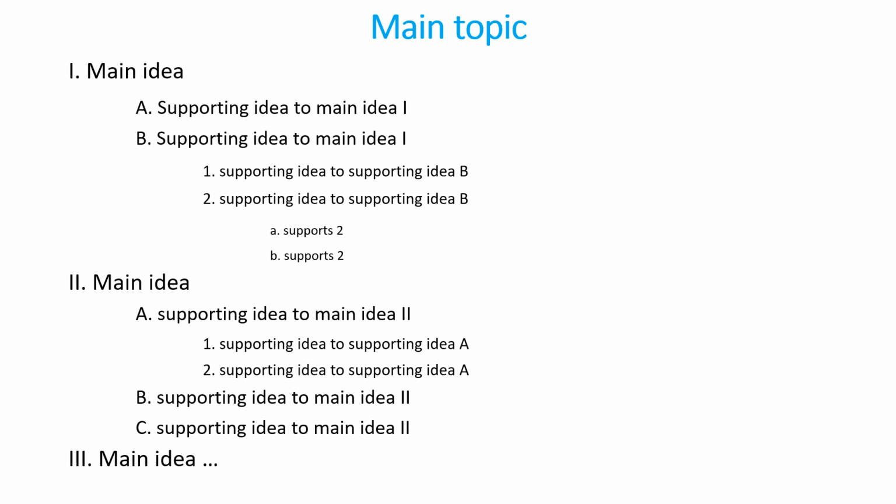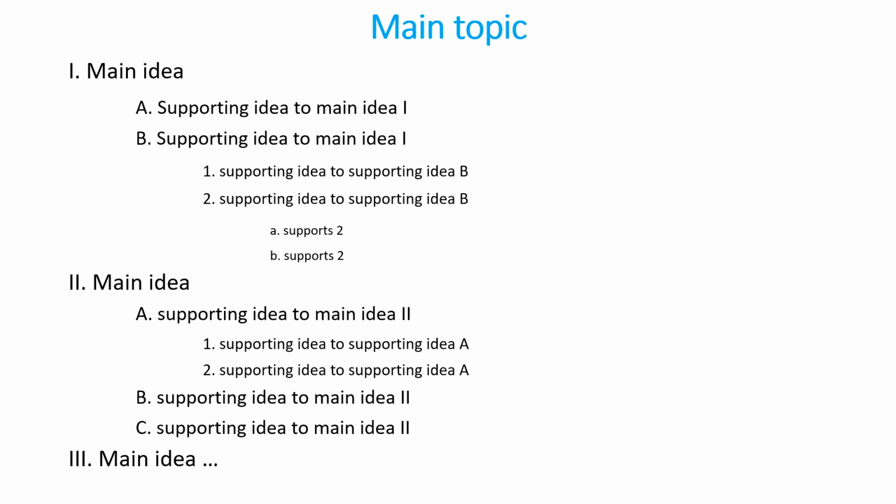This is basically what an outline looks like. This is a very simple, basic outline format, but we can follow this for our class. Up at the top, you have the main topic, whatever your main topic is. Then if you look over to the left, it says I, main idea, II, main idea, and III, main idea. Those are your three main supporting ideas for your main topic.